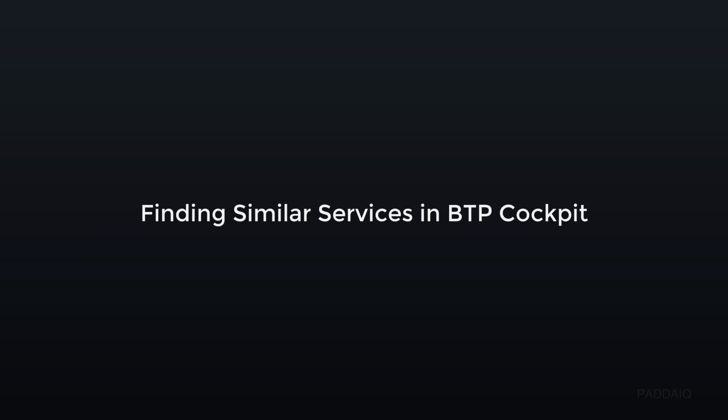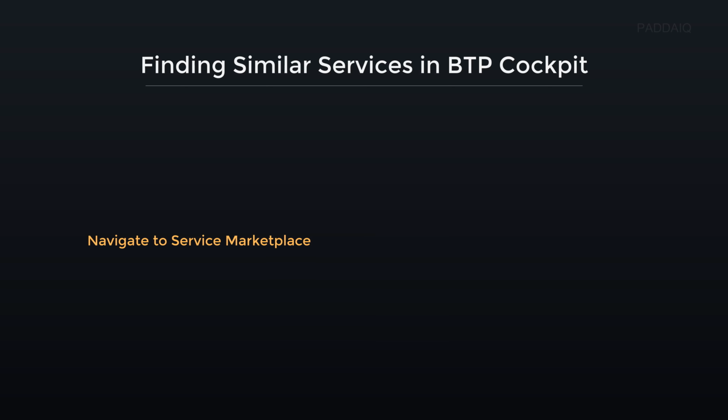Locating comparable services in the BTP cockpit. Navigate to Service Marketplace. This means opening the central hub where all available BTP services are listed for you to browse and select. For instance, if you need a database, you go there to find options like SAP HANA Cloud. This is your starting point for discovering and accessing the tools you need.